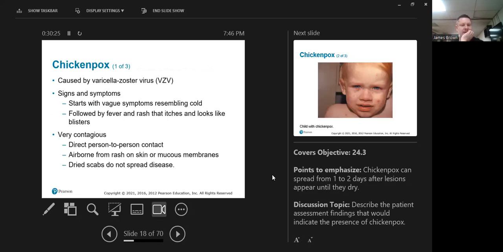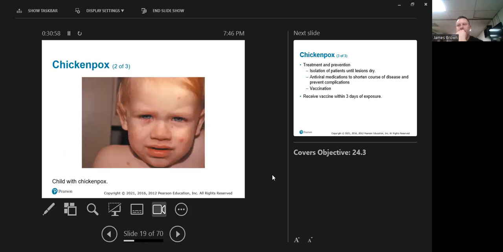Chickenpox, caused by the varicella zoster virus. So you'll have to remember that one. I'm just joking. Signs and symptoms: starts with vague symptoms resembling a cold, followed by fever, rash, itches, and it's very contagious, person-to-person contact. I didn't know this actually until I was preparing for this, but it can be airborne. The rash from the skin or mucous membranes actually becomes airborne. You can breathe that in. Kind of interesting. And then dried scabs, once they get to that point, do not spread the disease. I think most of us have had chickenpox when we were younger.